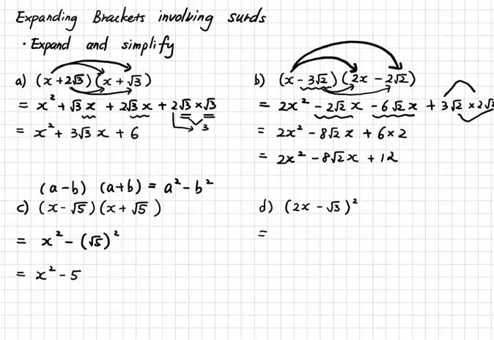Now the last question, you have a bracket squared. What that means is the bracket itself is multiplied by itself again. So it's a bracket times bracket. So you do need to use the FOIL method to expand.